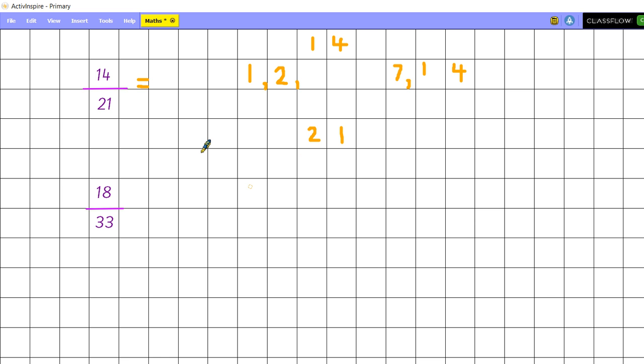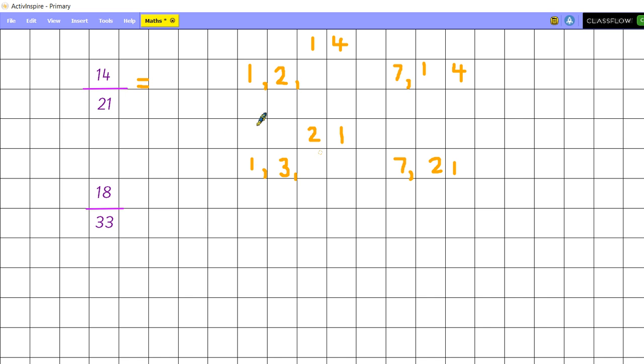Let's have a look now at 21. So we've got 1 and 21, obviously. Can I have 2 that goes into it? No, because it's not even. What about 3? 3, 6, 9, 12, 15, 18, 21. Yeah, 3 goes into it. How many lots of 3 goes into 21? If you've just counted up in your 3s, you'll know that that's 7.